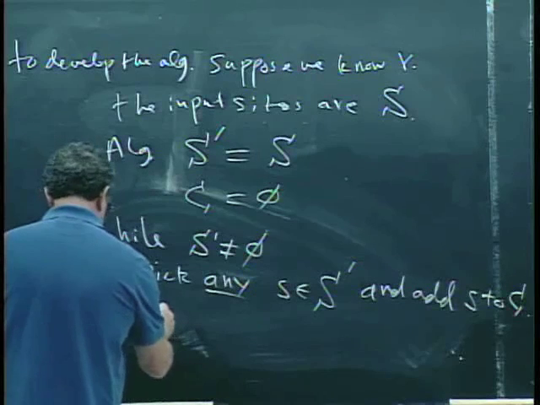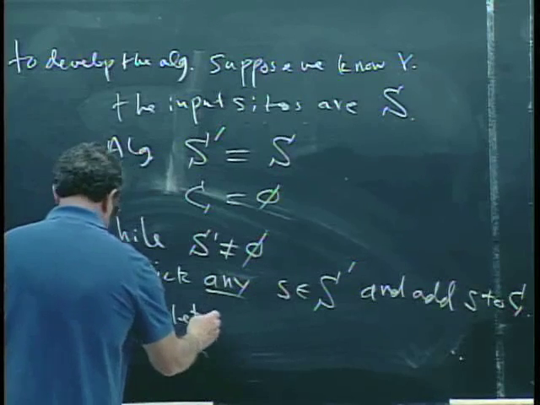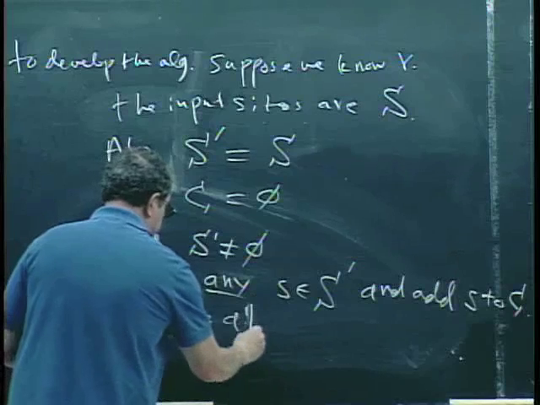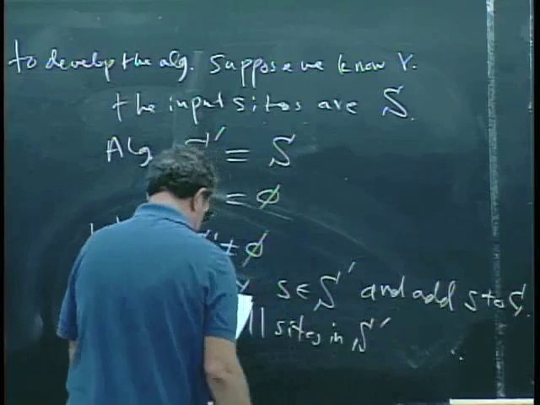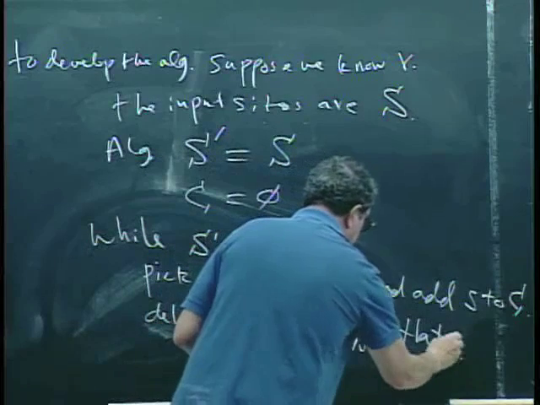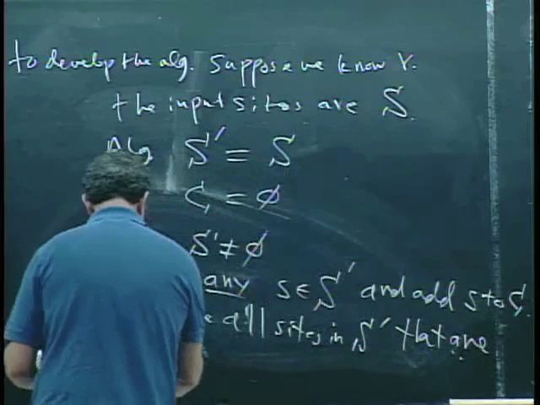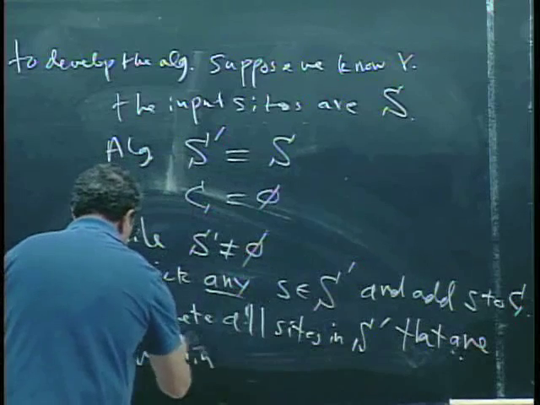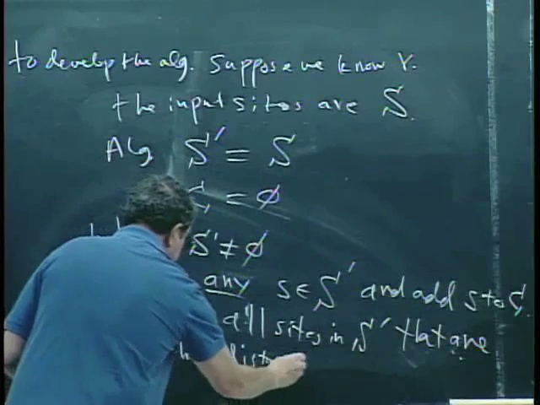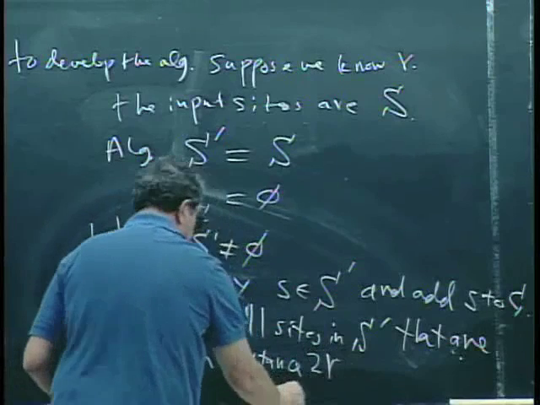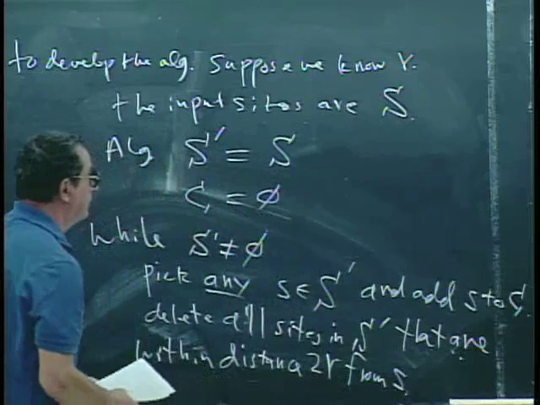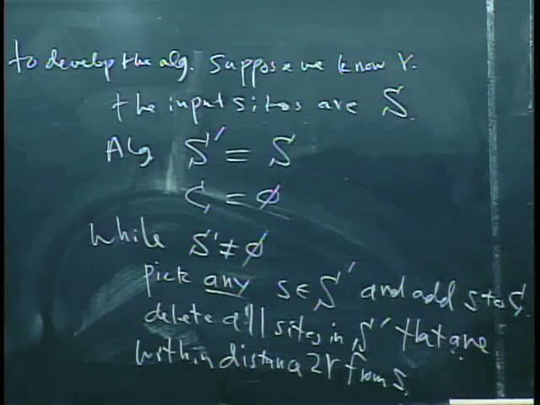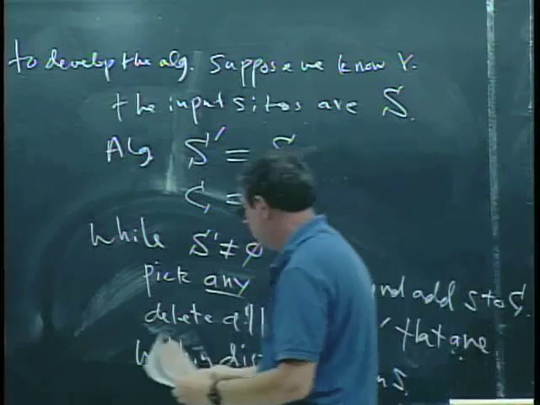So the next step is the important one. Then we're going to delete all sites in S prime that are within distance 2r from this s we just picked. Okay? And this is the end of the while.